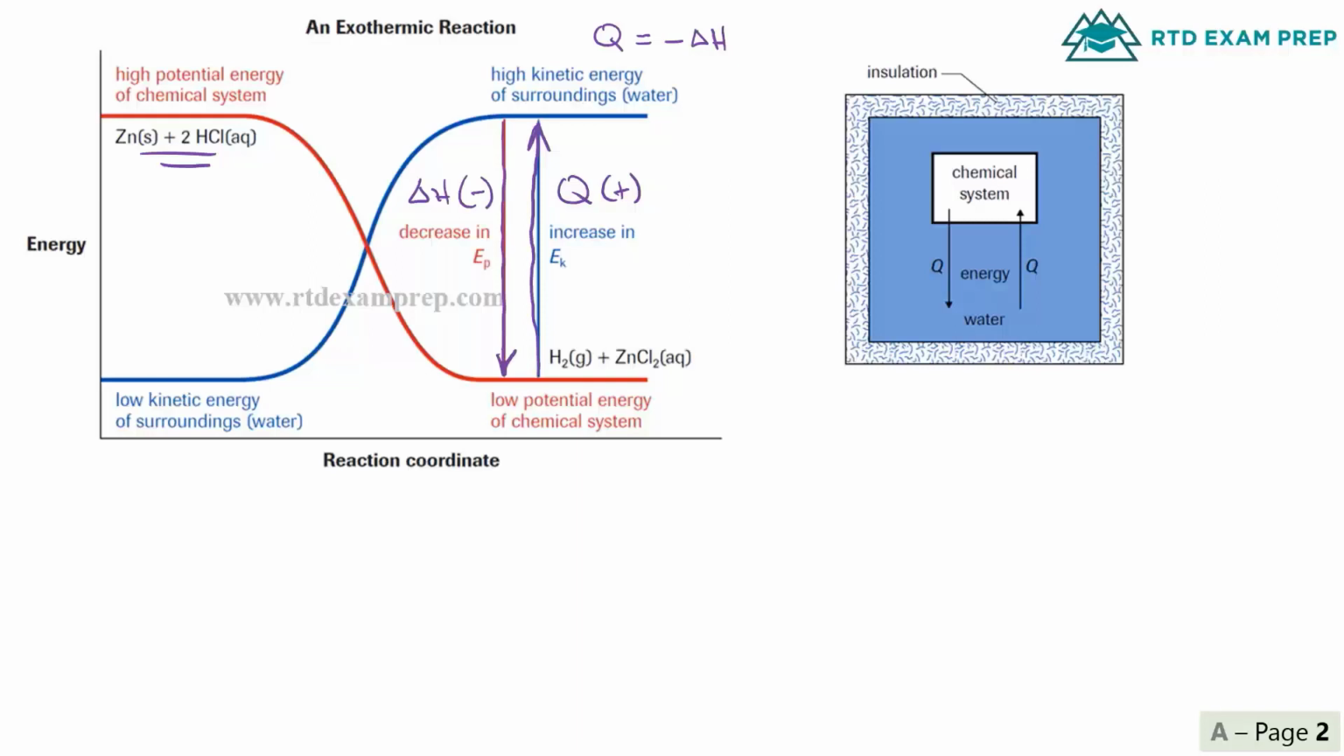This diagram over here on the right is just a reminder of how a calorimetry setup works. In this exothermic process, for example, thermal energy could be transferred to the surroundings, or thermal energy could be taken from the surroundings, which would increase the potential energy of the chemical system. We have insulation around everything so that the energy exchange strictly happens between the chemical system and the water surroundings. So we get this relationship where Q and delta H are equal in magnitude yet opposite in sign.